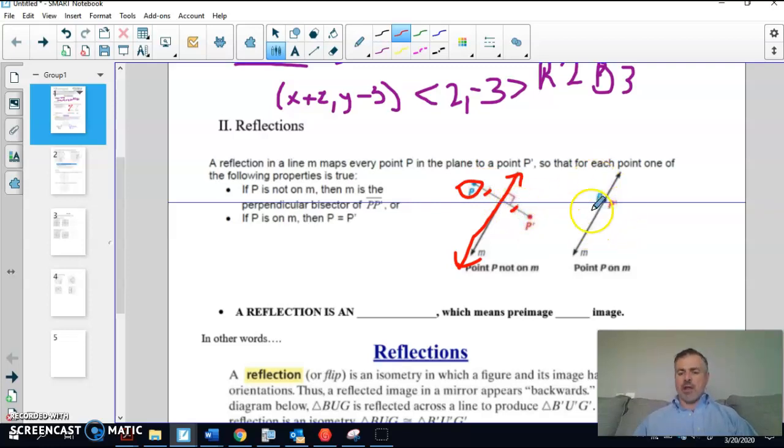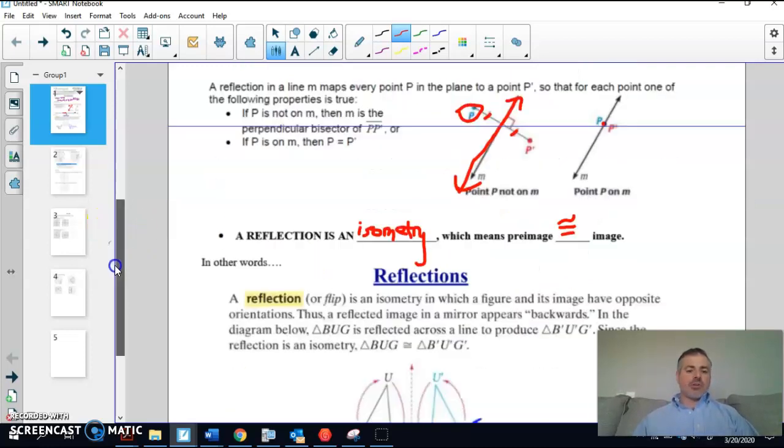The only real anomaly that happens here is when the pre-image and image are the same point. That means that the point is on the line of reflection. That doesn't happen that often. But another thing to remember here is that a reflection is also an isometry. I mentioned that during the translation. Just keep in mind that isometries are when the pre-image and the image are congruent to each other. So isometry means that the pre-image and image are congruent.